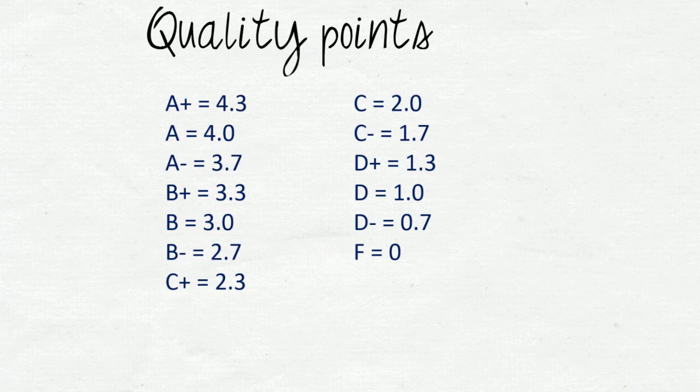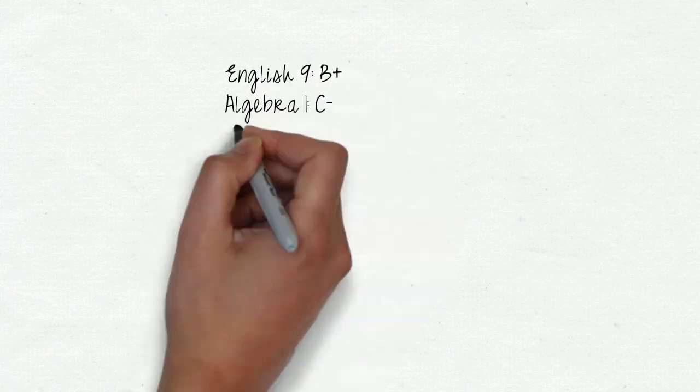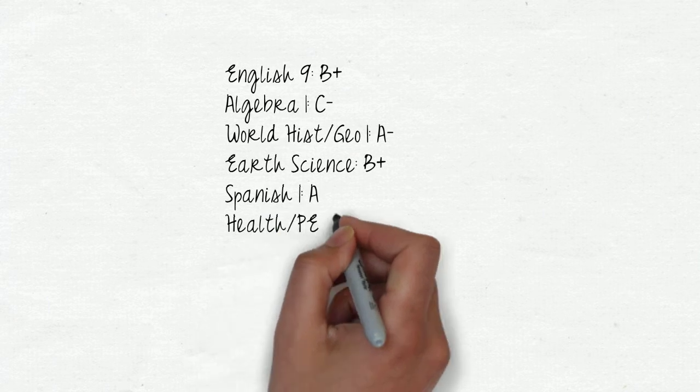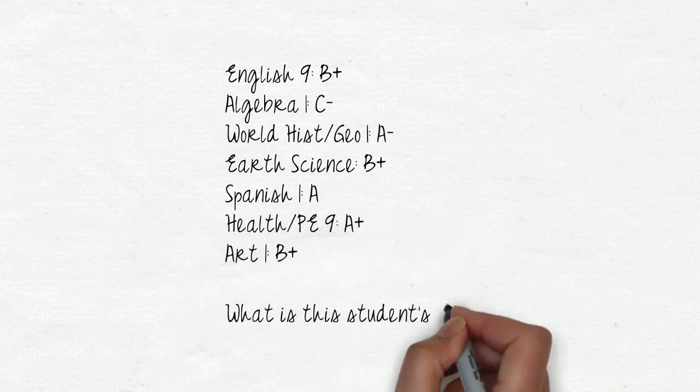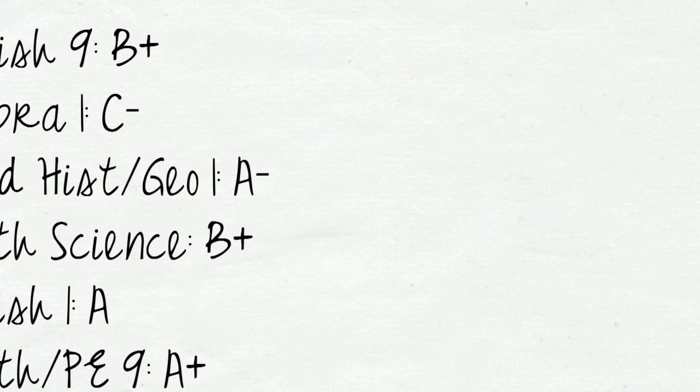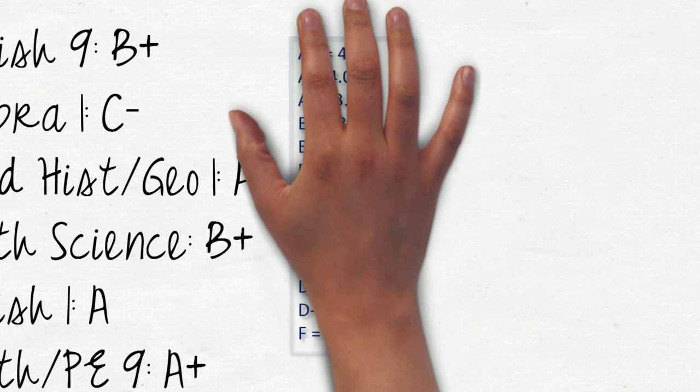Take a look at this chart. An A in a course is equal to 4.0 quality points. Let's practice so you see what I mean. Here are Lucy's final grades for all of her classes at the end of 9th grade. What's her GPA? We already know that each letter grade has a numerical equivalent. Here's a copy of the LCPS grading scale for convenience sake.